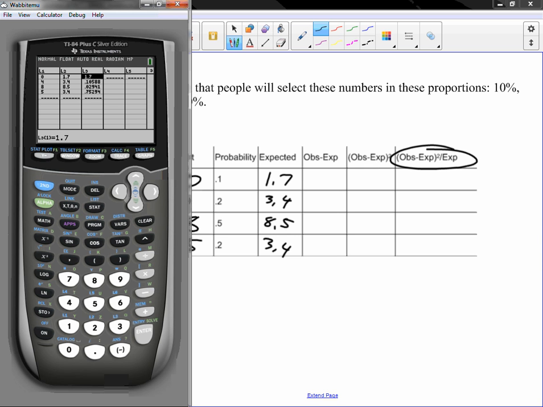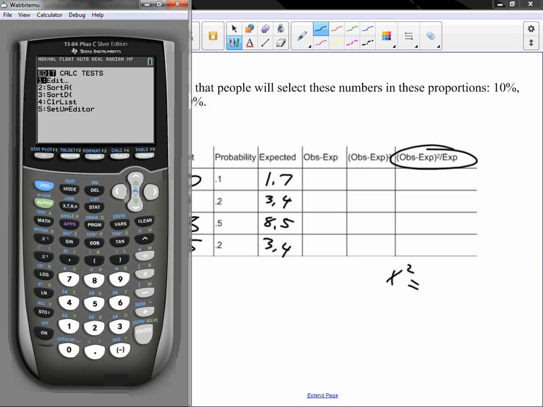Okay, so I'm going to jump straight to my chi-squared statistic. Now, to get my chi-squared statistic, what do I need to do with these numbers right here? Sum them up. So I'm going to hit second stat, because we want to get into list.